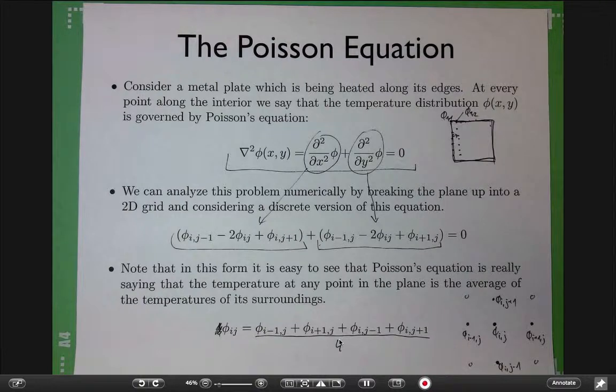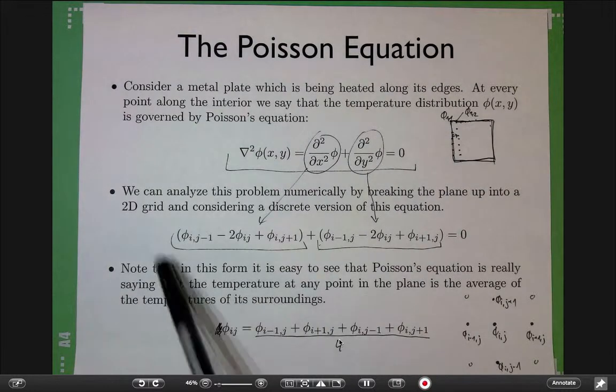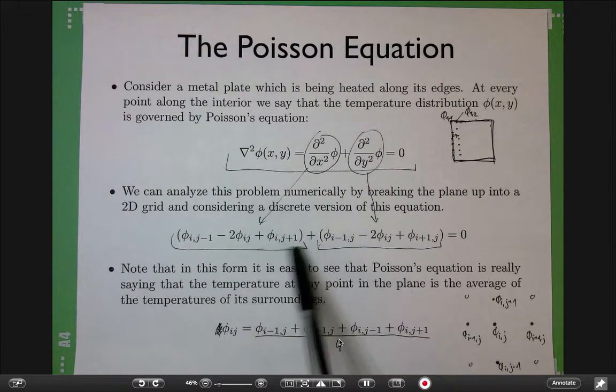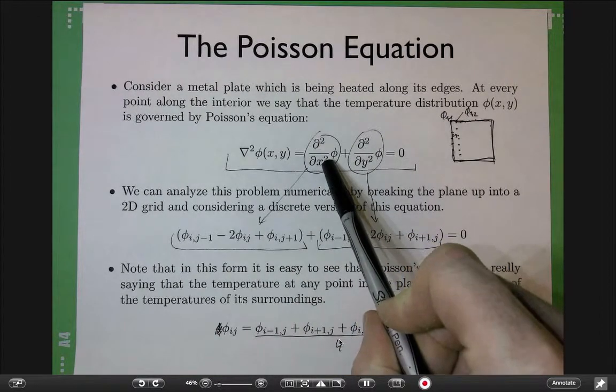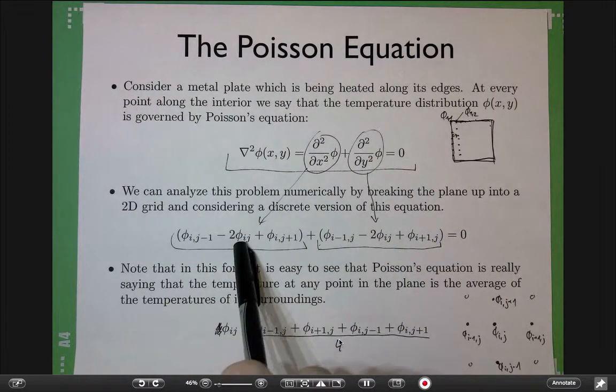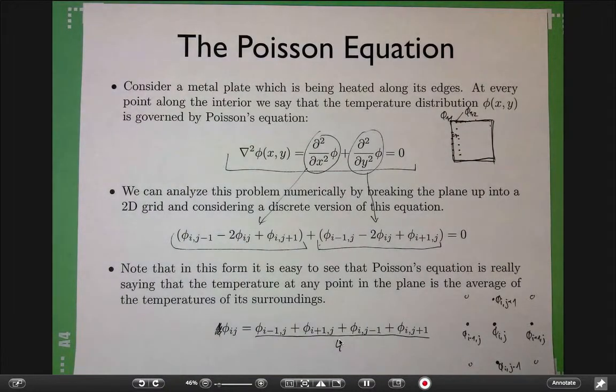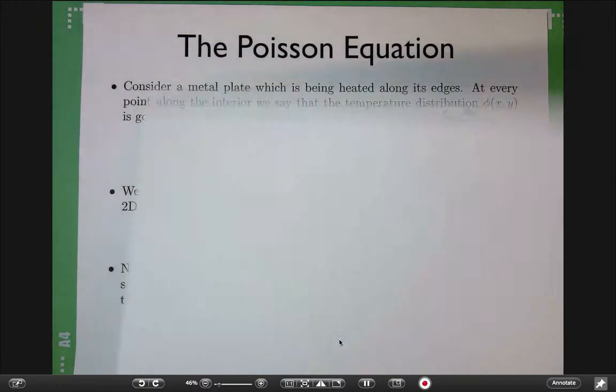Yeah? So the question you are asking is why this part of the equation is the same as the second derivative? Oh, why this is a second derivative? That's a great question. That is a very good question. How would I explain this?